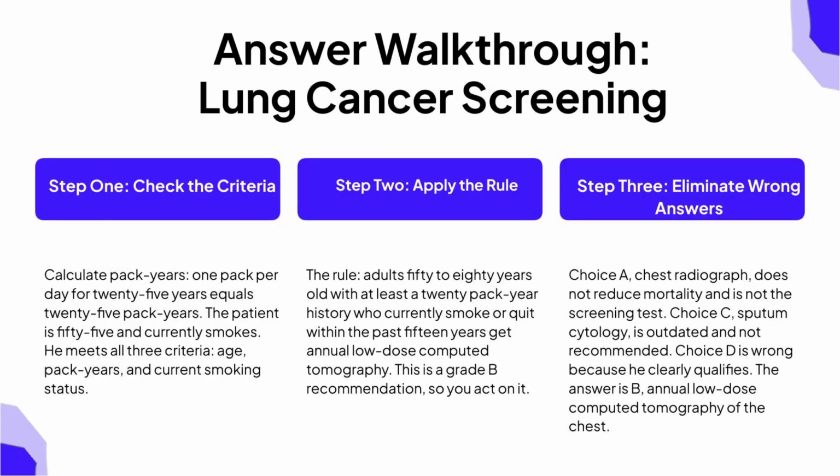Step 1. Check the criteria. 1 pack per day for 25 years equals 25 pack years. He is 55 and currently smokes, so he meets all 3 criteria: age, pack years, and smoking status.